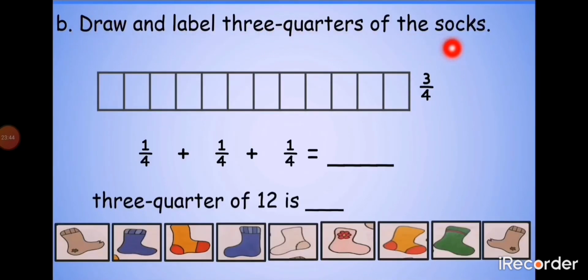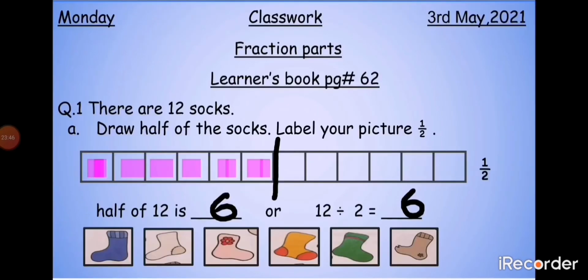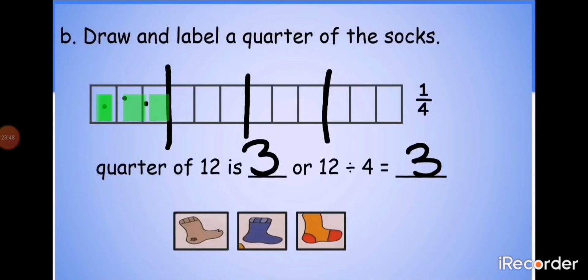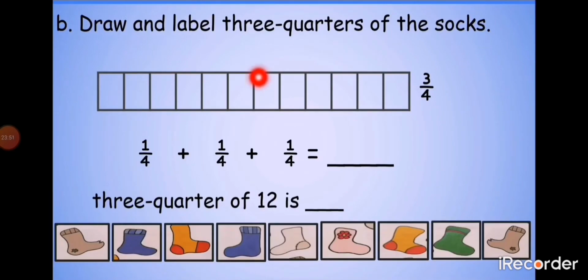Draw and label 3 quarters of the socks. Now first we have done half of the socks. Then we did 1 quarter. Now we are doing the 3 quarters of the 12.